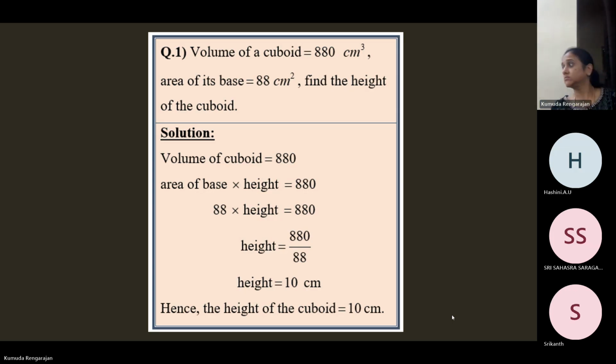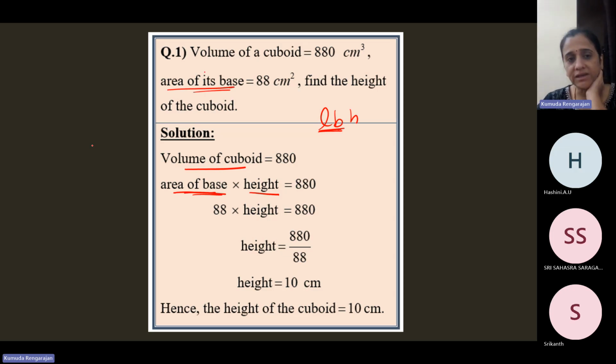And children? Completed? Okay. So we know volume is given by area of the base into height, the area of the uniform cross section into height. So area of the base is 88. There's a cuboid, right? What's the formula to find the volume of a cuboid? LBH, correct? So L into B is what? Area of the base. Yes or no? Area of its base meaning L into B.